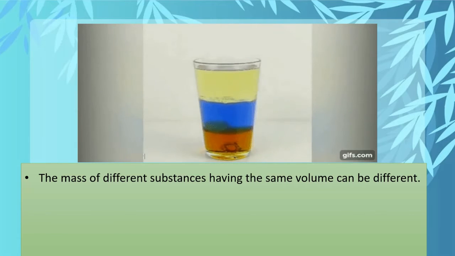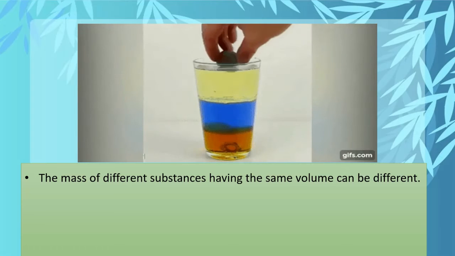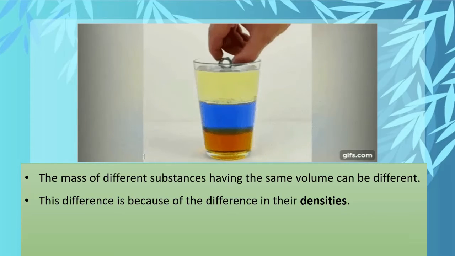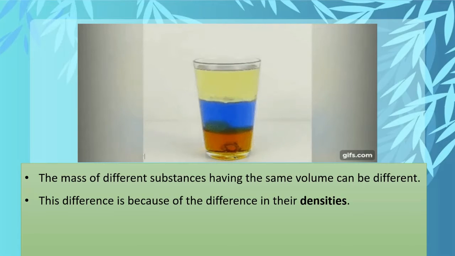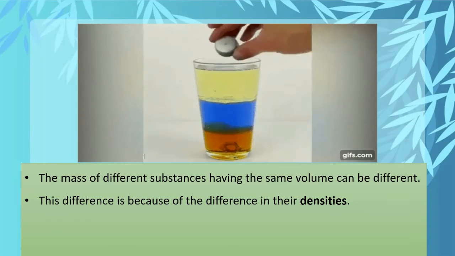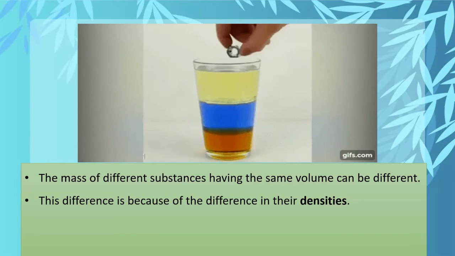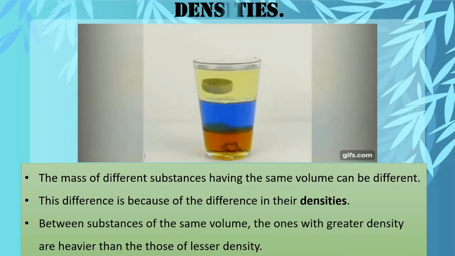Okay, the mass of different substances having the same volume can be different. That means if you have two liquids, even if they are of the same amount, okay, same amount we have taken, 5 ml this and 5 ml that, but their mass, meaning how many particles are present inside them, depending upon that, okay, that is called the density of that object given to you. So this difference is because of the difference in the densities. So between substances of the same volume, the ones with greater density are heavier than those of lesser density.